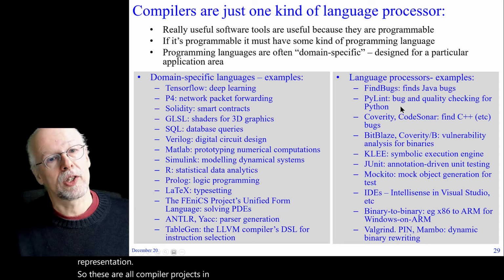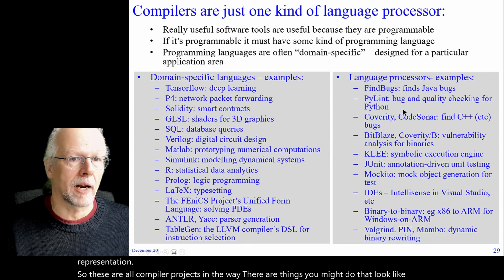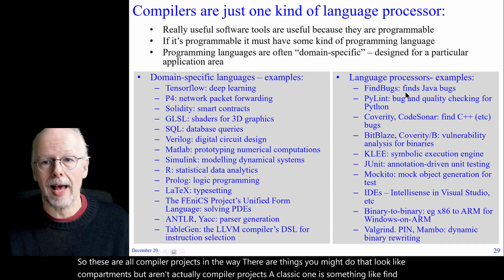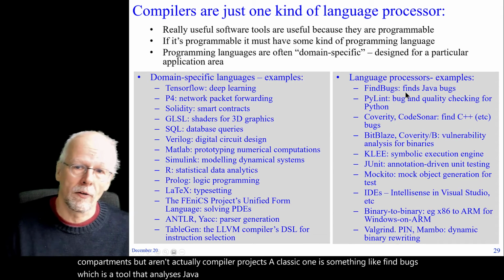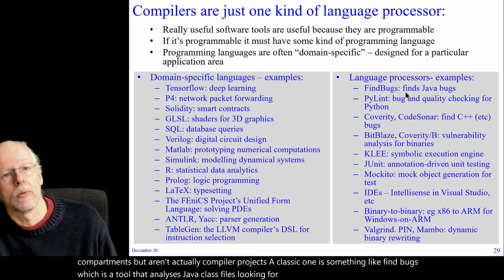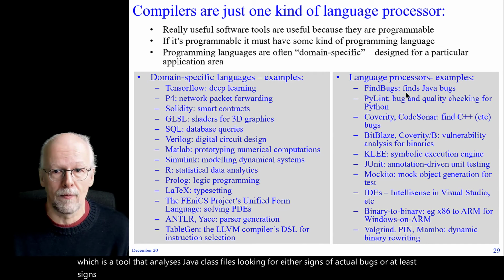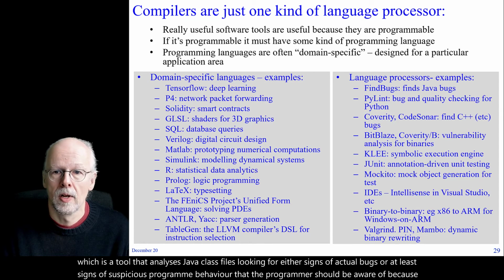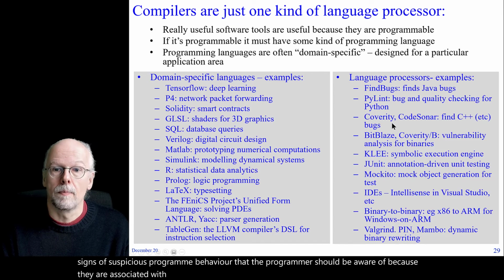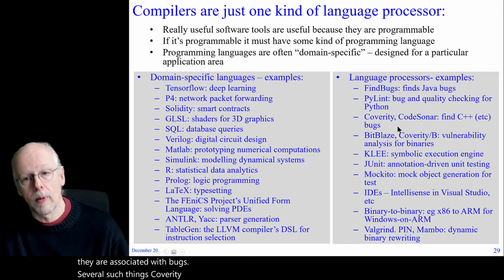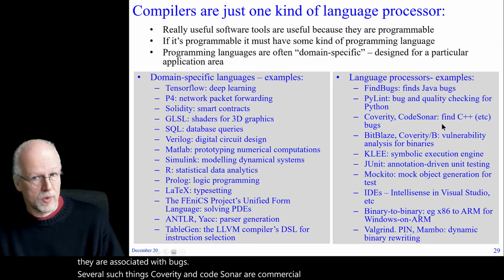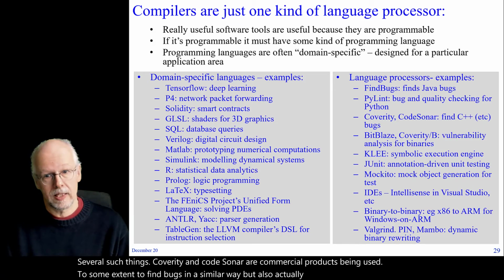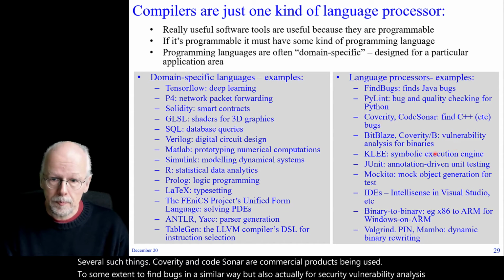There are things you might do that look like compilers but aren't actually compiler projects. A classic one is something like FindBugs, which is a tool that analyzes Java class files looking for either signs of actual bugs or at least signs of suspicious program behavior that the programmer should be aware of because they're associated with bugs. And there are several such things. Coverity and CodeSonar are commercial products being used to some extent to find bugs in a similar way, but also actually for security vulnerability analysis. And there are lots more.